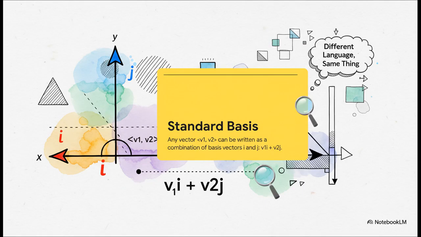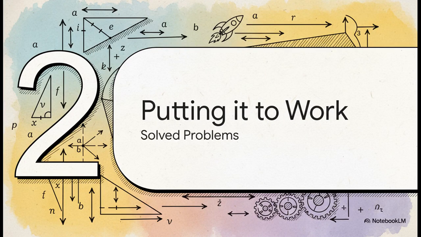Don't let it throw you. It's super straightforward. The vector i is just a tiny vector of length 1 that points along the x-axis, and j is a vector of length 1 pointing along the y-axis. It's just another way to write the exact same information. Okay, theory's done. We've got our toolkit.